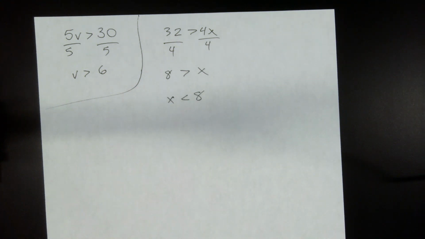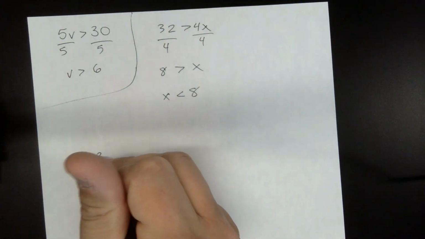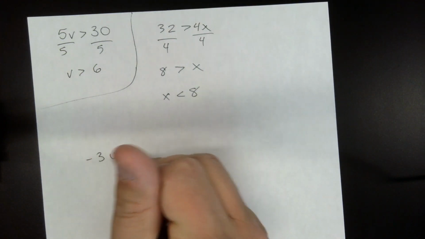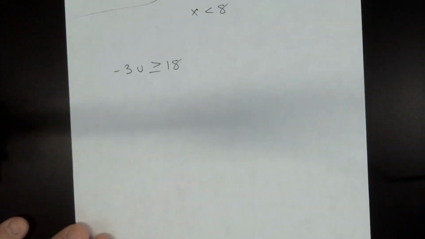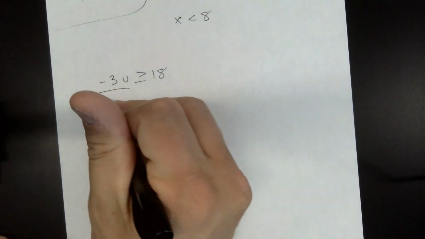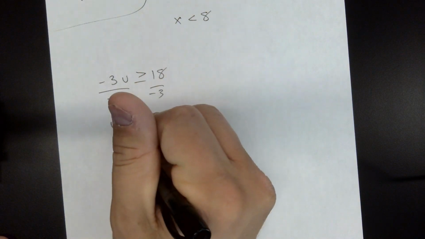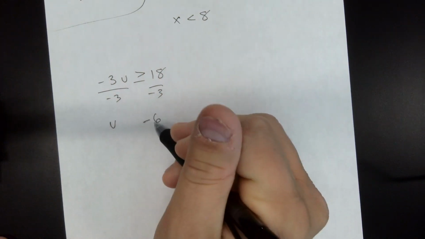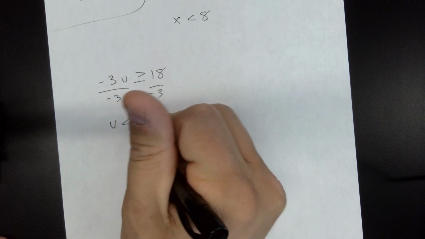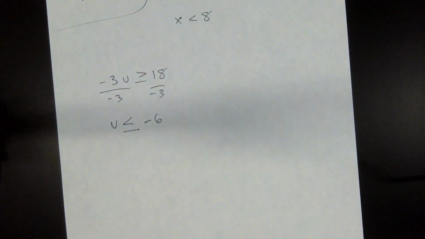If I have this, negative 3u is greater than or equal to 18. If I have that problem right there, Matt, how do I do this one? Okay, but there is a little bit of a kicker here. Does anyone know what happens? Matt? Yep. Anytime you multiply or divide both sides of the inequality by a negative, you have to flip the inequality.